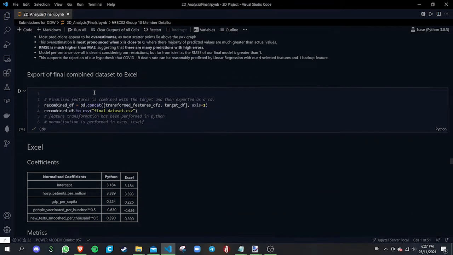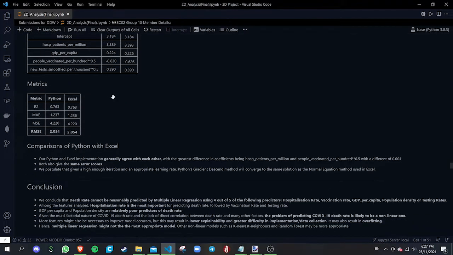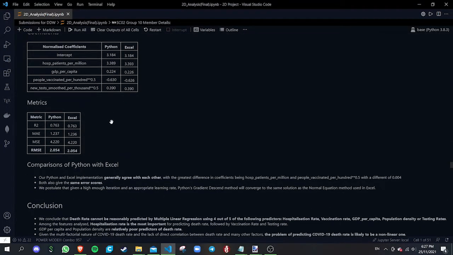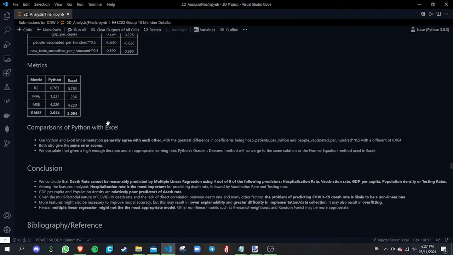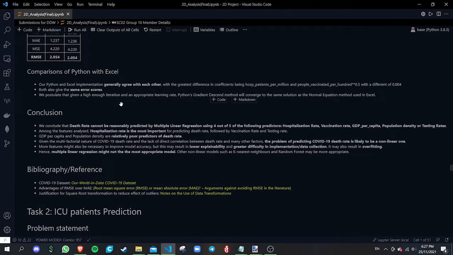And then we compared our Python model with Excel and concluded that they both agree with each other and give the same error scores. We then concluded that predicting COVID-19 death rate may not be very possible using linear regression, and that other nonlinear models may be more appropriate for this task.